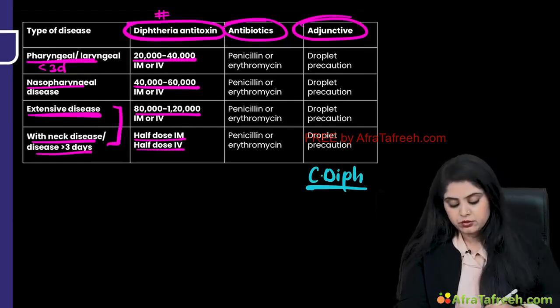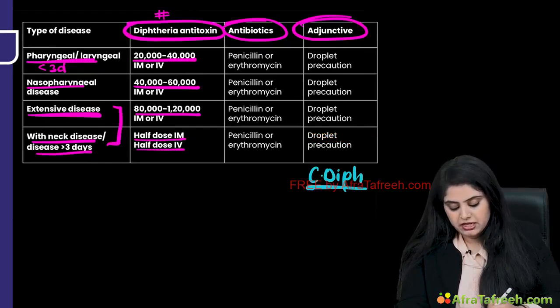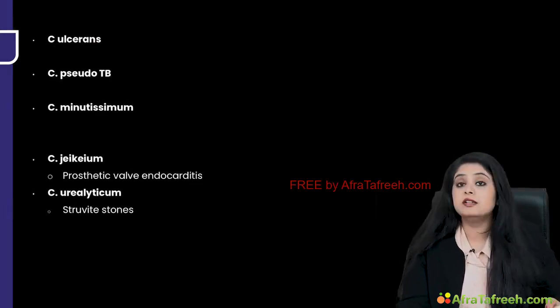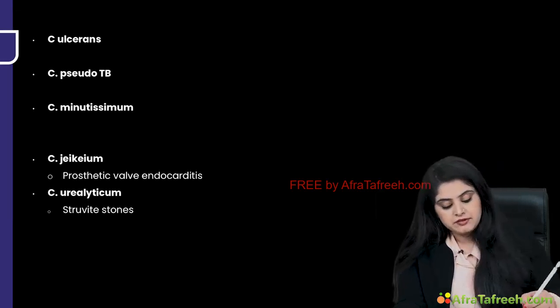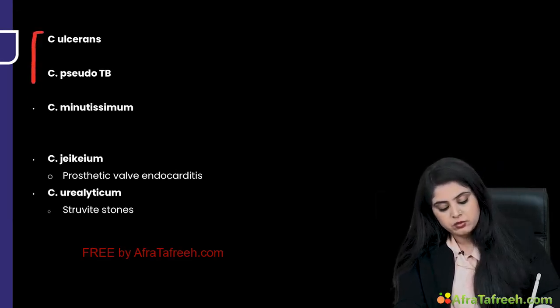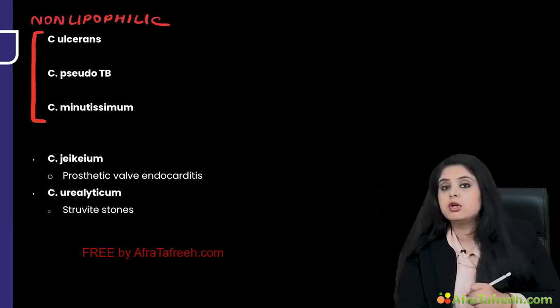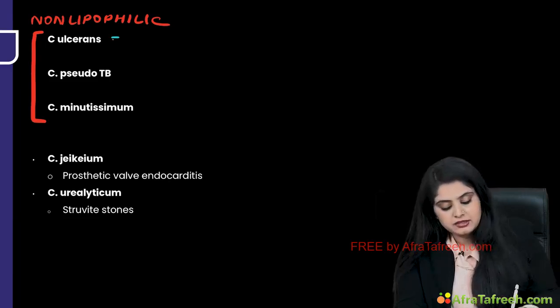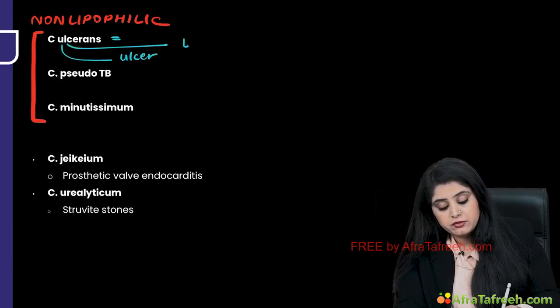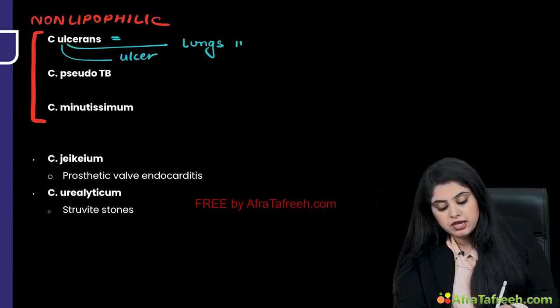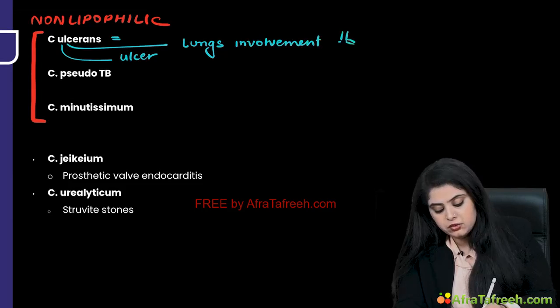Okay, all of this was to do with Corynebacterium diphtheriae, but I also told you we'll be discussing the other Corynebacteria other than diphtheriae. So please note over here, we have some of these which are going to be non-lipophilic. What all do we have? Corynebacterium ulcerans. U is for ulcer and L is for lungs, it causes involvement of the lungs. There is lung involvement noted over here.